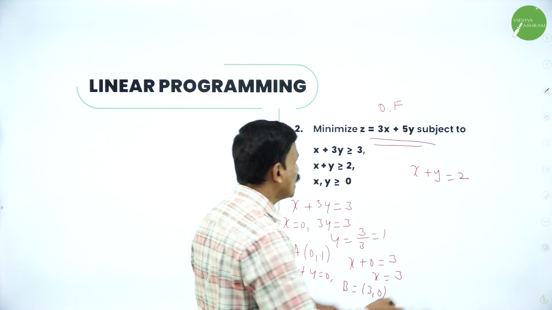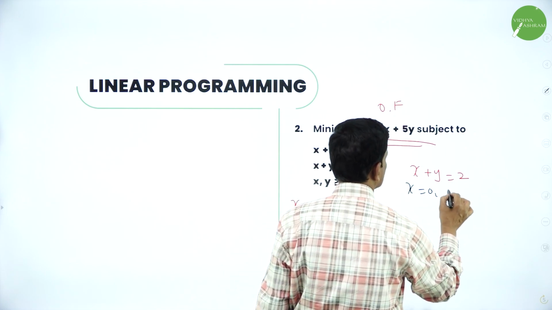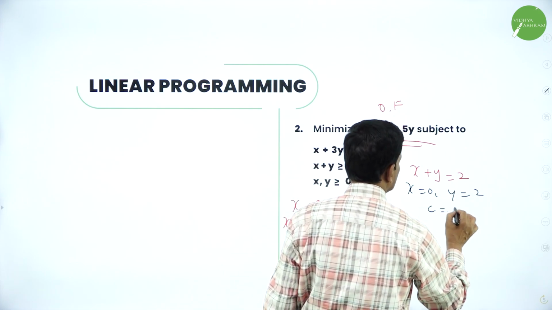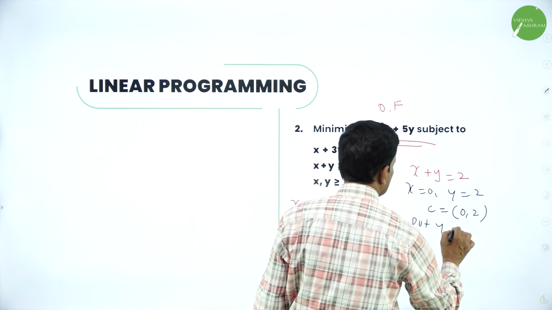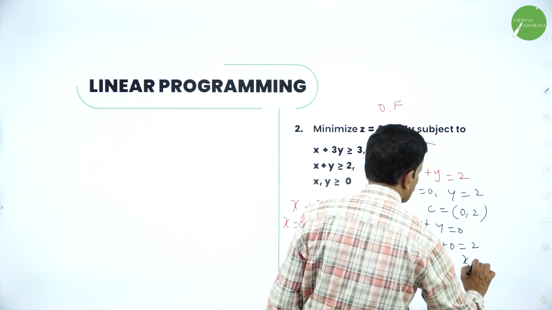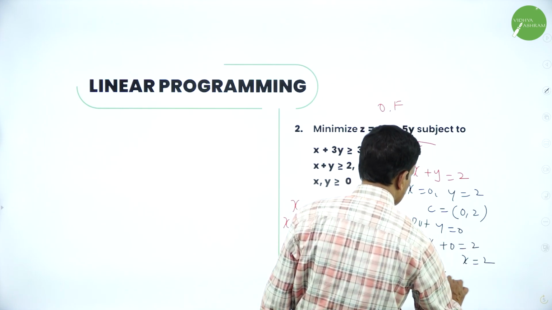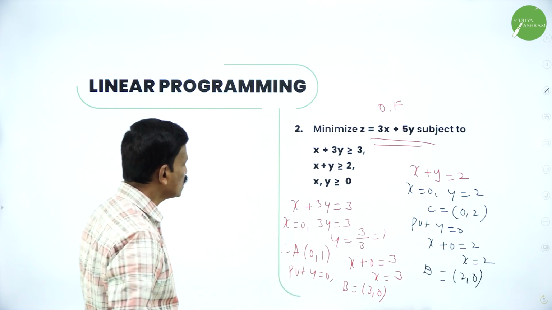Right. On the other hand, for the second equation, same. Put x is equal to 0. If you put x is equal to 0, y is equal to 2. Therefore C is equal to (0, 2). Now put y is equal to 0. x plus 0 is equal to 2. x is equal to 2. Therefore D is equal to (2, 0). These are the points. Right.